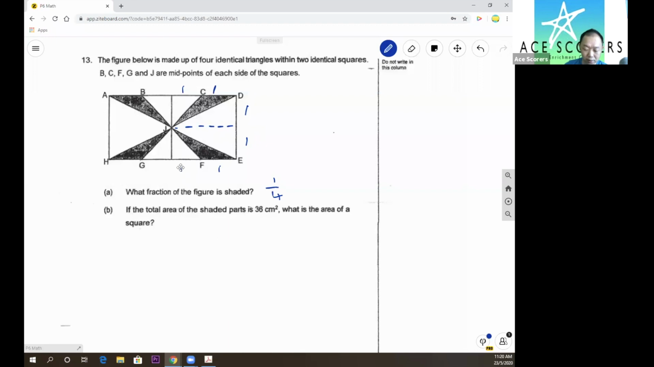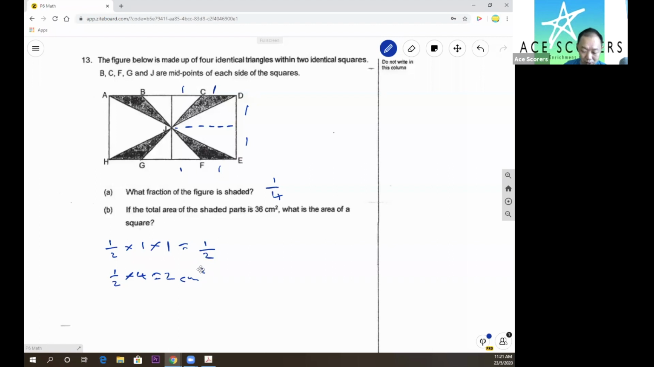So the area of one shaded triangle is half times 1 times 1, which gives me half. So each shaded triangle is half. So there are 4 of them. So if I take half times 4, I get 2 cm squared. This is just an example. But you can assign numbers because it works, right? Each one is 1, 1, 1, 1. So the total area of the shaded triangle is 2.